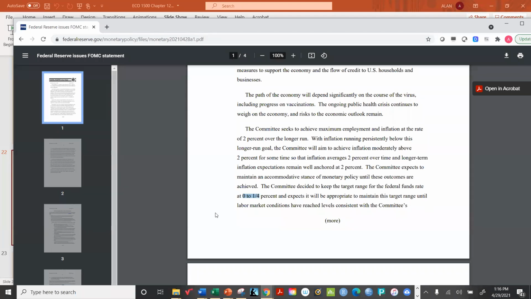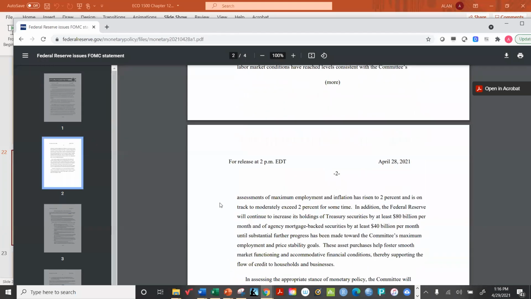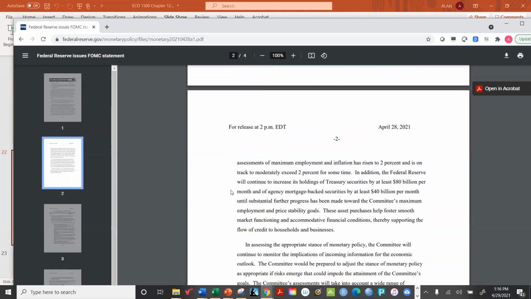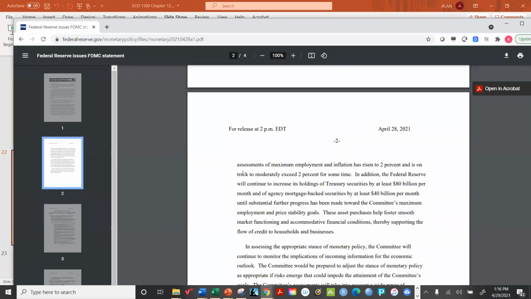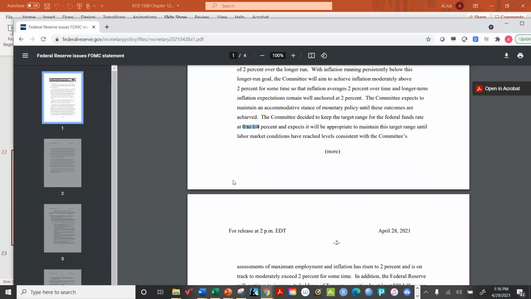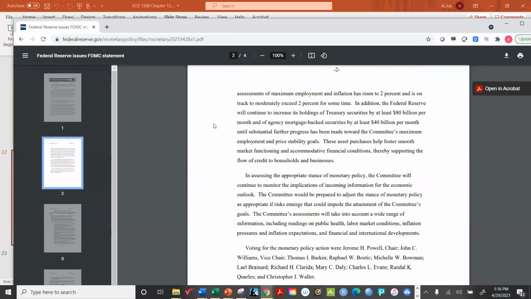They will continue here until labor market conditions have reached levels consistent with the committee's assessment of maximum employment and inflation has risen to 2% and is on track to moderately exceed 2% for some time. So in other words, they're not going to raise rates until they're worried that inflation has the potential to rise above 2% for a significant length of time, which means not anytime soon. And then they'll continue to increase their holdings of treasuries by at least $80 billion a month and mortgage-backed securities.